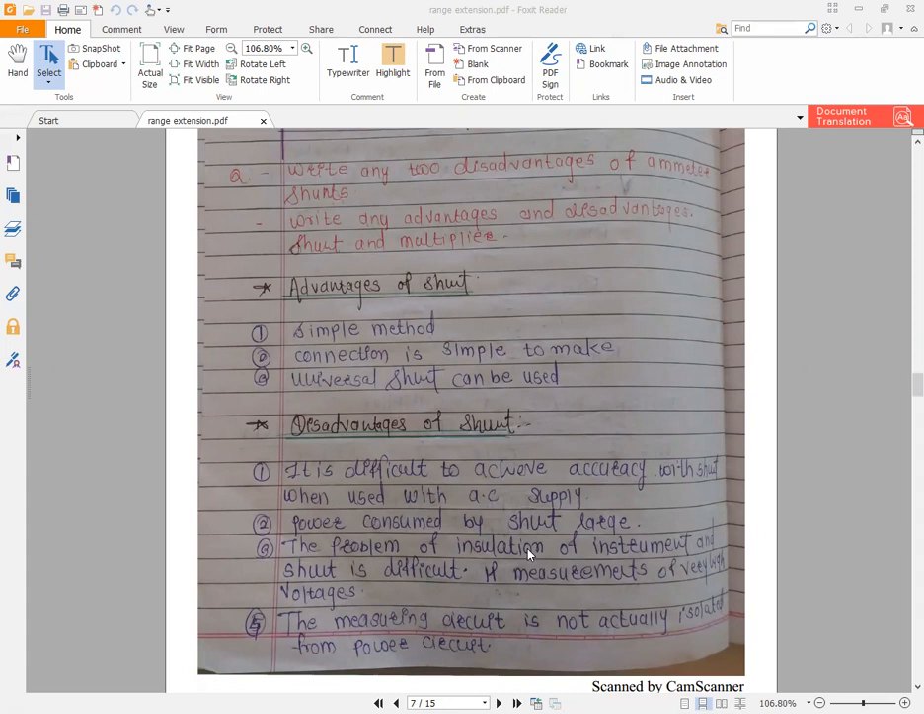It is difficult to achieve accuracy whenever we use the shunt with an AC supply. Next, power consumed by the shunt is also high. The measuring circuit is not actually isolated from the power circuit. And the next one is the problem of insulation of the instrument. These are the disadvantages of our shunt.